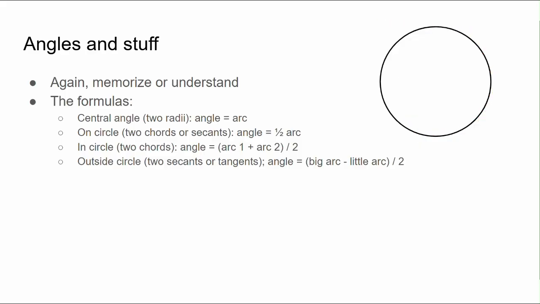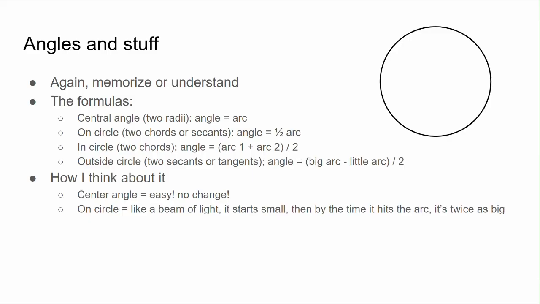So that's all the memorization you need to get, but I would think about it like center angle, easy. If it's on the circle, I would say think of it like a beam of light. So this is your light source, put like a little light bulb or something. The start of the light will be really small, but then by the time it hits the outside of the circle, it'll be really big. It'll be twice as big. So that's how I would think of it.